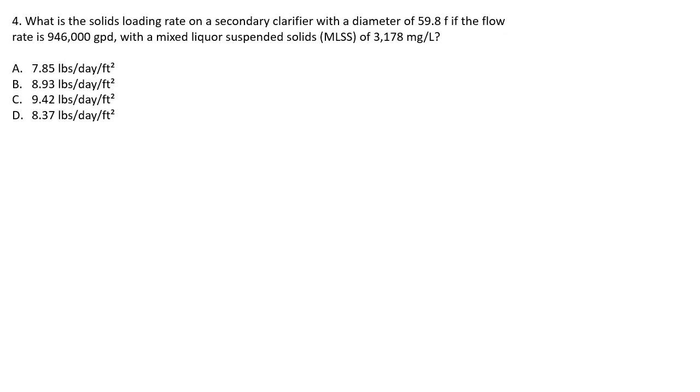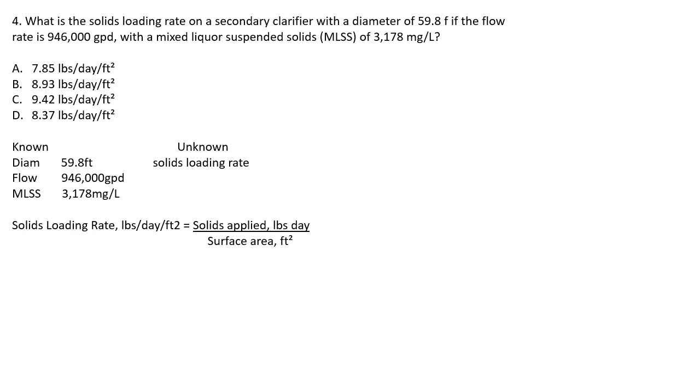Question 4. What is the solids loading rate on a secondary clarifier with a diameter of 59.8 feet if the flow rate is 946,000 gallons per day with a mixed liquor suspended solids of 3,178 milligrams per liter? Start by pulling your known and unknowns out. So what you know is a diameter of 59.8 feet, a flow of 946,000 gallons per day. The MLSS is 3,178 milligrams per liter, and we're looking for the solids loading rate.